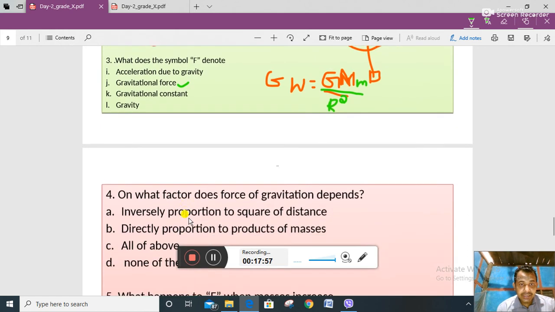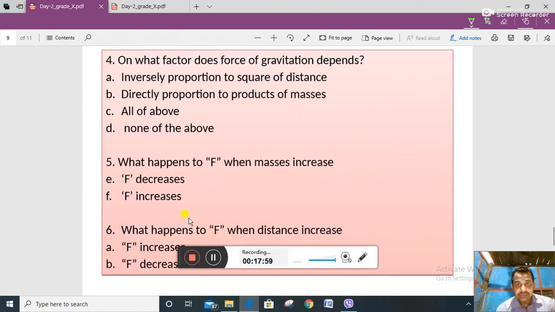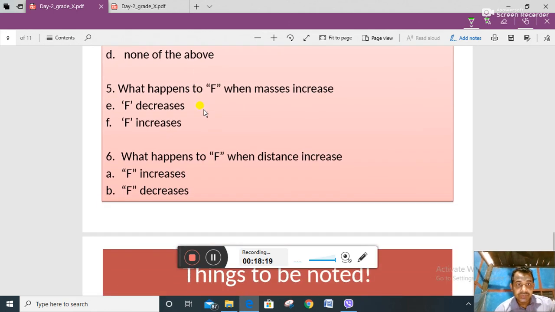W is gravity. On what factors does gravitational force depend? Now you know the gravitational force formula: F is directly proportional, this sign we call proportional, don't write the G, to m1 m2, the product of the masses, and inversely proportional to the square of the distance. Yes, it is correct. Then all of the above might be the answer.